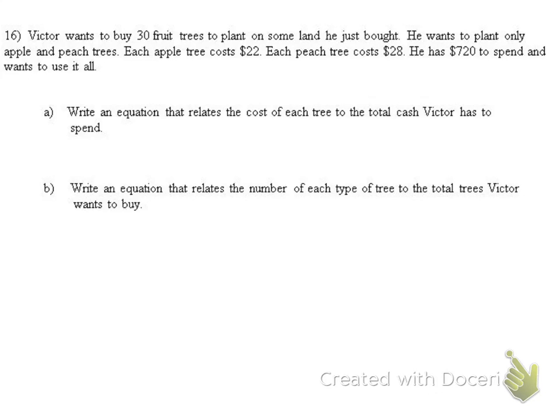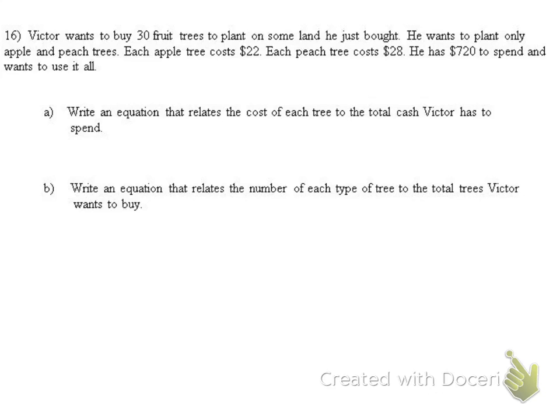Problem 16. Victor wants to buy 30 fruit trees to plant on some land he just bought. He wants to plant only apple and peach trees. Each apple tree costs $22 and each peach tree costs $28. He has $720 to spend and wants to use it all.